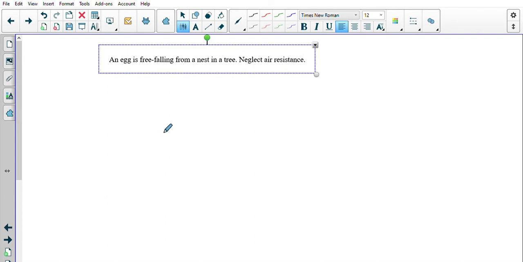All right, an egg is in free fall from a nest in the tree. Neglect air resistance. All right, so let's draw our egg. There is our egg. Now, what forces do we have acting on this? Well, we've got the force of gravity going down. But what about the normal force? No, it's free falling. And if it's free falling, is it uniform motion? Is it not moving? No, it's accelerating. And this is not equal to zero, so there's going to be an acceleration going on.